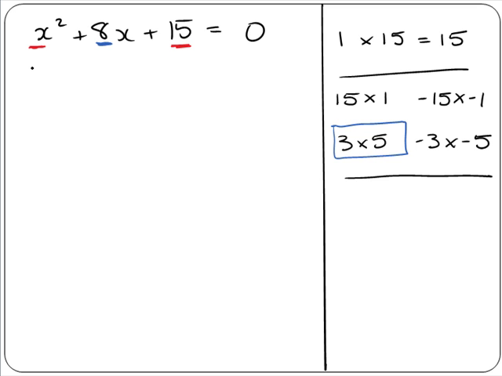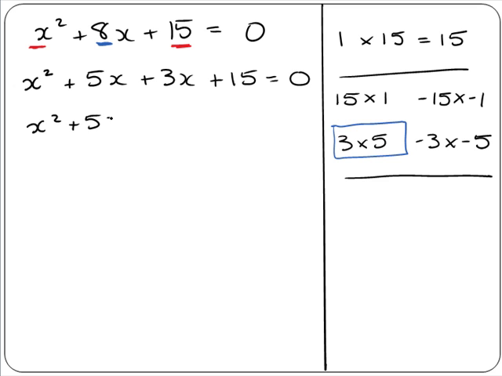In step 4, we split the x term in the original quadratic into two terms using the values we found in step 3. So we can write this as x squared, and we're going to split our 8x up into 5x and 3x. And then we have plus 15 equals 0. Now in step 5, we proceed by factorizing by grouping. So we can group it as follows: x squared plus 5x plus 3x plus 15 equals 0.